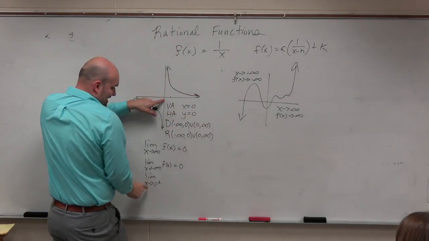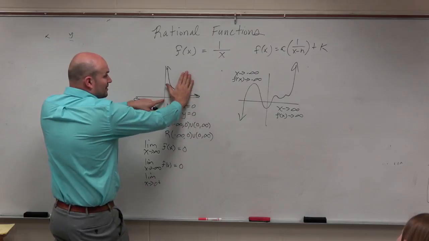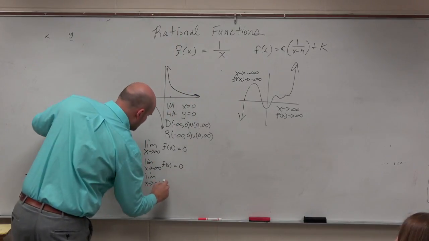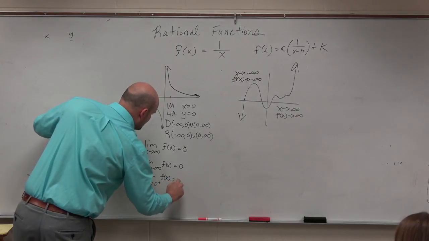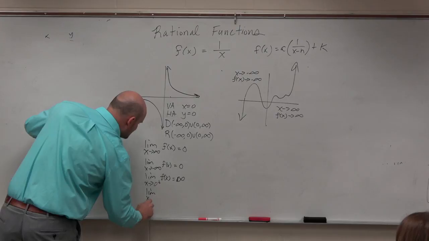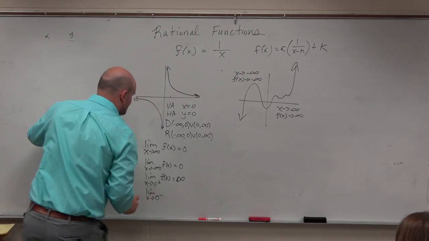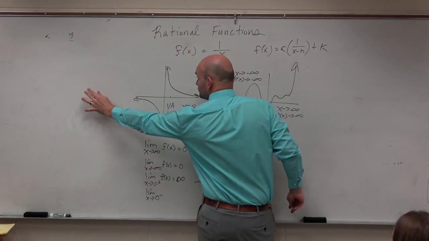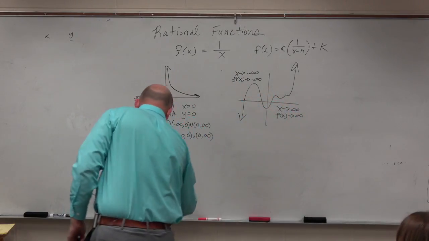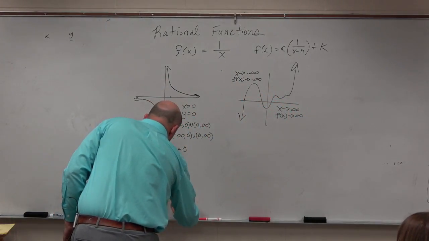As the x values get closer and closer to 0, the y values go towards infinity, so the limit is infinity of f of x. And then we could do the limit as x approaches 0 from the left. Same idea. As I'm getting closer and closer to 0 from the left, it goes to negative infinity of f of x.